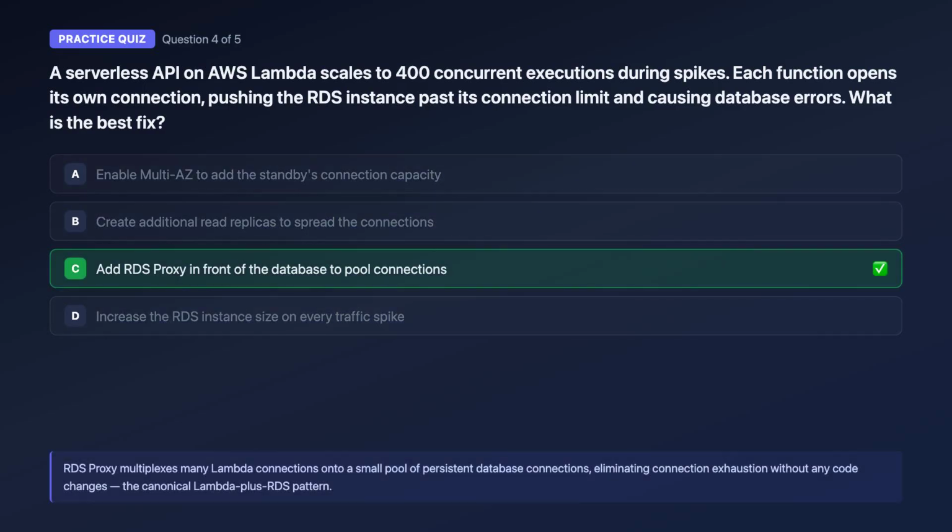If you said C, well done. The standby can't take connections and read replicas don't solve a connection storm on the writer. Bumping instance size is a costly band-aid. RDS Proxy pools and multiplexes those 400 Lambda connections onto a handful of persistent database connections with no code changes at all.